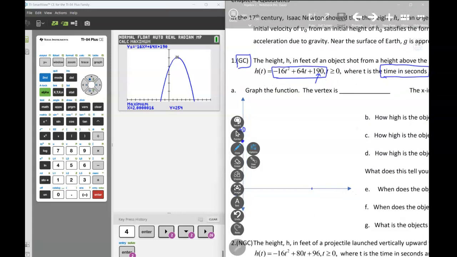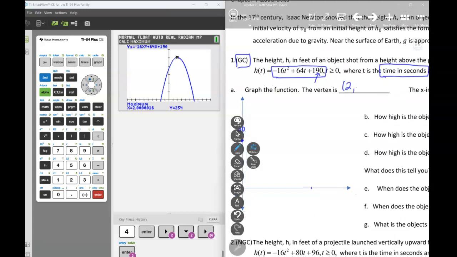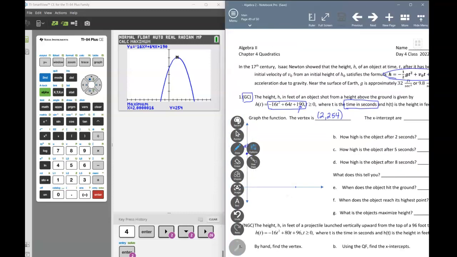Okay, so that is going to be your vertex. You're going to fill that in: 2, 254. Can anybody explain to me what 2, 254 means? In words. What are we talking about?